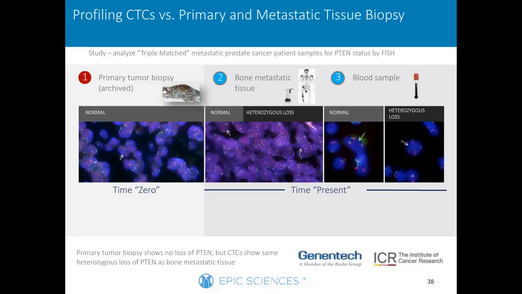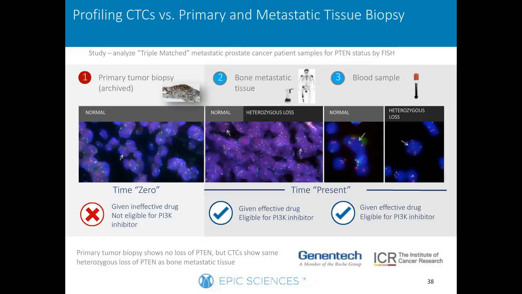Within the bone metastatic sample, we also saw similar heterozygous loss and normal wild-type PTEN status as well. However, within the primary tumor sample, we saw predominantly the PTEN normal. So this really says that PTEN loss was a subclonal driver that happened later in tumor progression.